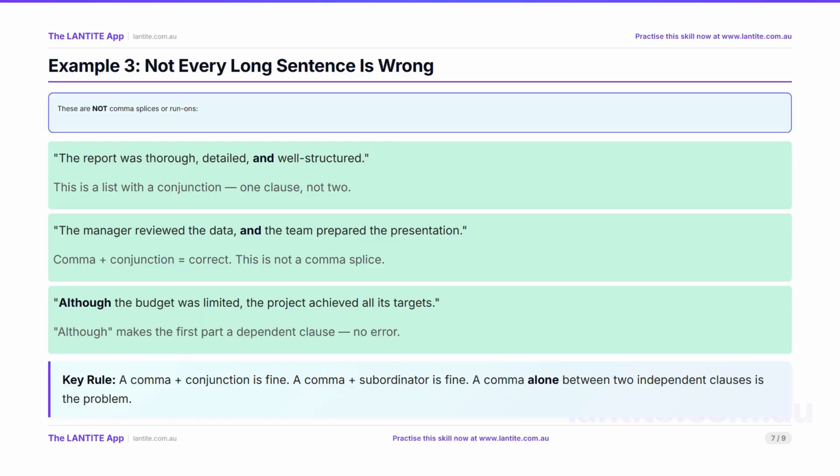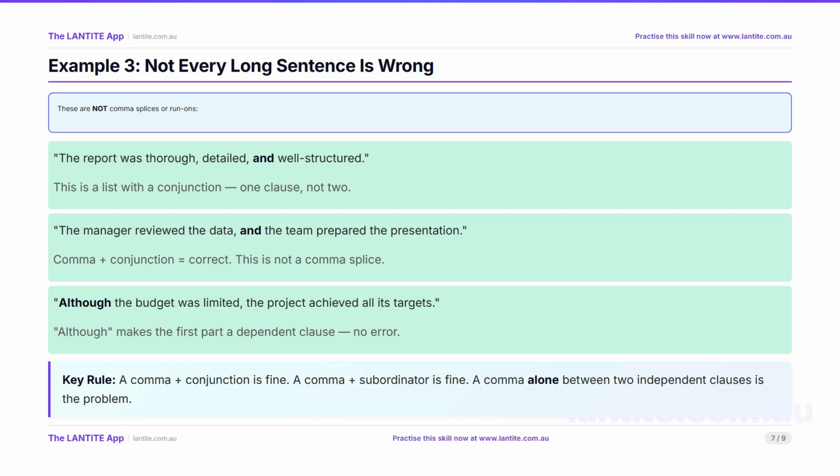Before we practice, let us be clear about what is not an error. Not every long sentence is a comma splice or run-on. The report was thorough, detailed, and well-structured. This is a list with a conjunction. There is only one clause, so there is no error.